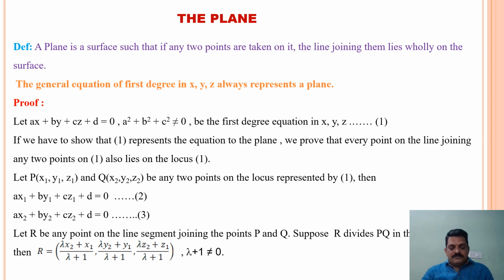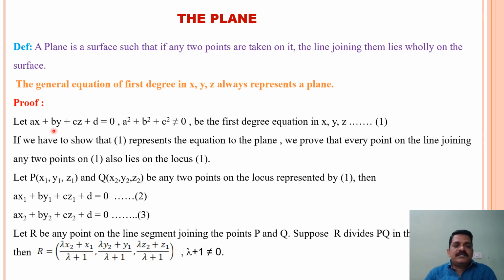So the chapter title is the plane. The general definition of the plane equation: a plane is a surface such that any 2 points are taken on it, the line joining them lies wholly on the surface. So the general equation of the first degree in XYZ always represents a plane. So first we can prove this statement.